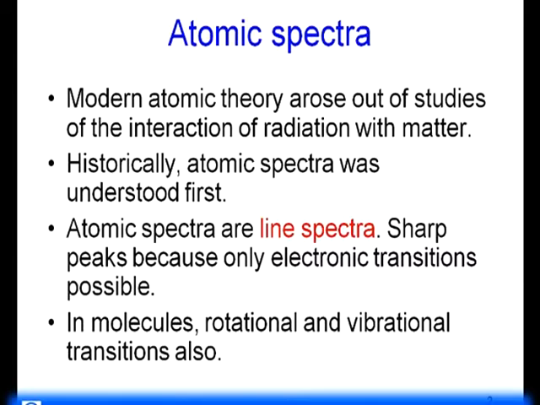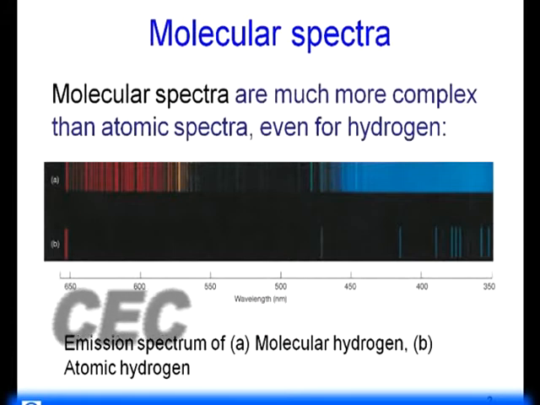Now, another reason that I am taking up atomic spectra is there is no interference with rotation and vibration, and generally the peaks are very sharp. It is generally called line spectra because the peaks are sharp, because only electronic transitions can take place, and in molecules both rotational and vibrational transitions can also take place, and so there is a lot of complication that we can avoid.